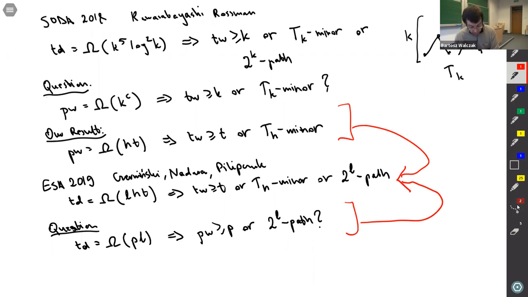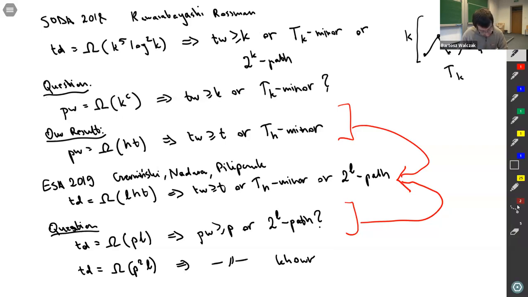Okay, and the bound which is not difficult to have for this question is known, but it is worse by a factor of P. Now, when we are speaking about this paper of Czerwiński, Nadara, and Pilipczuk, they also consider the problem of tree depth approximation.